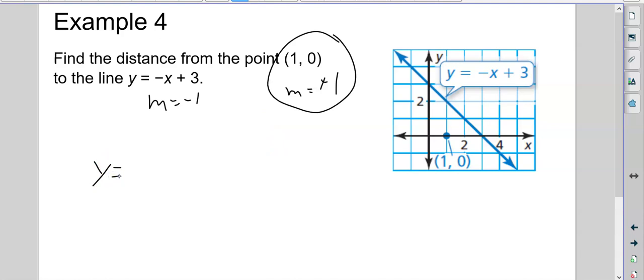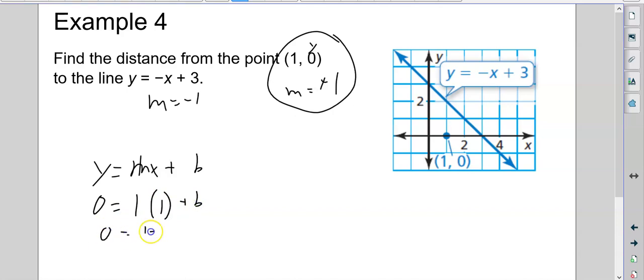Y equals mx plus b. So it needs an m. I said m, but didn't write it. Now I'm going to substitute. So my y is 0. My m is 1, my x is 1, and I'm going to find b.